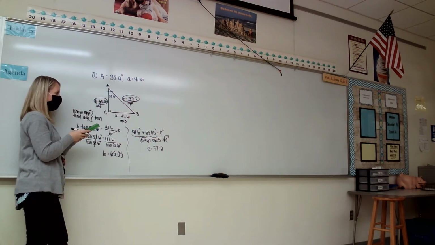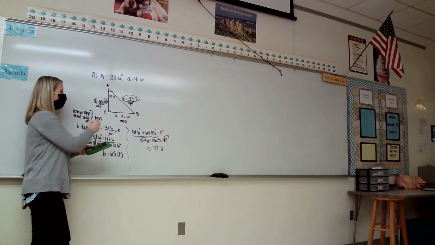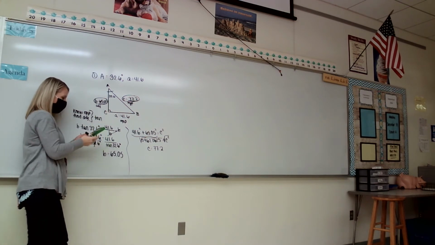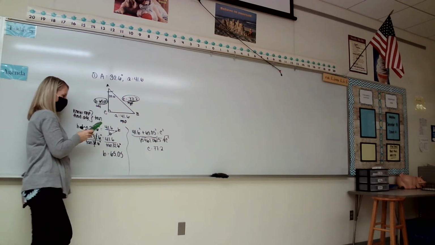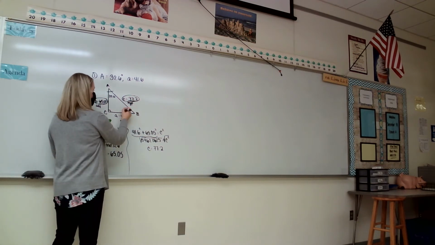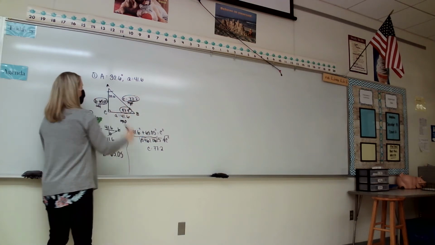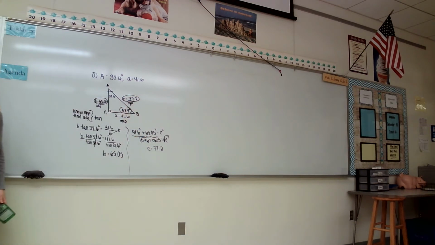So in my calculator, I'm gonna do 180. I'm gonna subtract the angles that I know. I know that one of the angles is 90, and I know that the other one is 32.6. And that will come out to 57.4. And now I'm finally done.